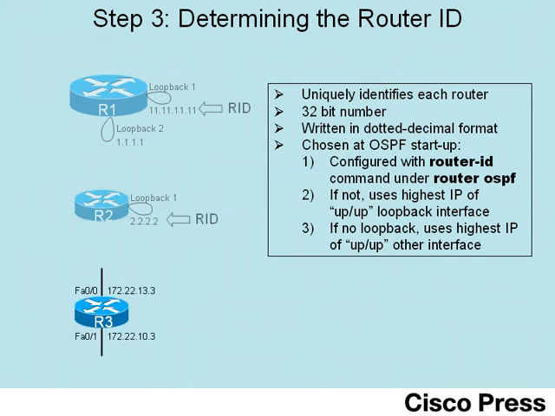Moving on down to router 3, R3 doesn't have any loopback interfaces at all, nor does it have a router ID command. So it'll go to step 3 of its decision process, look at the regular interfaces that are up, and notice that 172.22.13.3 is the highest IP address amongst all those interfaces.